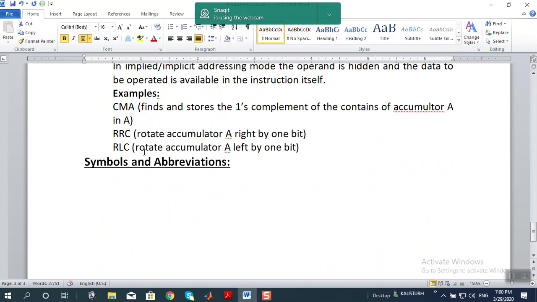Before that we will finish up the instructions so that you can start writing your programs. Symbols and abbreviations: I'll update this from time to time. These are the symbols and abbreviations we will be using for explaining the instructions, not for the opcode or anything else, only to explain a particular instruction. Whatever symbols and abbreviations will be used, I'll mention them here, nothing to worry about.